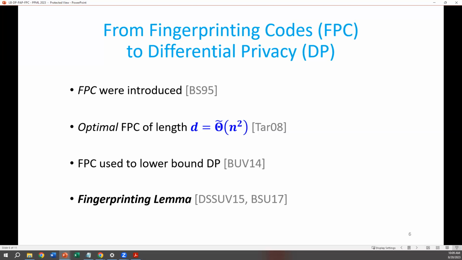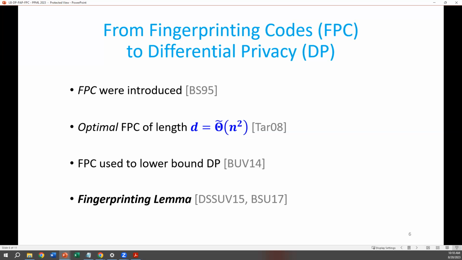Since our results use fingerprinting codes, I will tell you about the history timeline from fingerprinting codes to differential privacy. Fingerprinting codes were introduced by Boneh and Shaw, and unfortunately, I don't have time to tell you exactly what fingerprinting codes are, but I will just tell you that fingerprinting codes contain n code words of length d that are used to detect unauthorized copies of digital data.